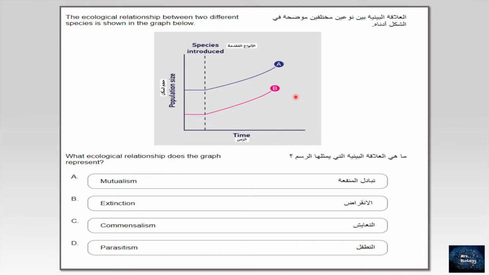But what about commensalism? Maybe you'll ask me, in commensalism one will get benefit and the other one will not be harmed. That's right. But why is it not commensalism? In commensalism, once one, for example B, gets benefit from A, the rate of increase should be higher than A. But as we see, the rate of increase for both is the same. So A is the right answer, mutualism.